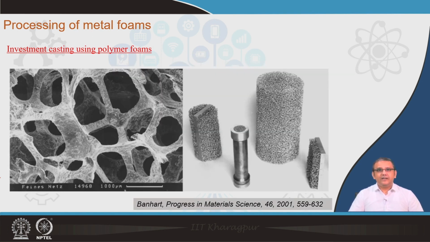So, as you can see here, this is the typical pore structure and typical macroscopic samples which have been fabricated using this process. The left hand side image shows a typical 3-dimensional interconnecting pore structure, and as you can see, it is a very nice metal strut structure, with a very homogeneous and uniform distribution, and the pore sizes are very well controlled.